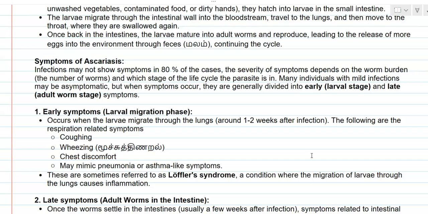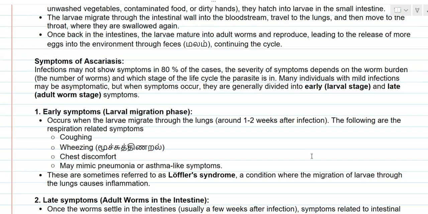The infection does not show any symptom in 80% of the cases. The severity of the symptoms depends on the worm burden, that is the number of worms present, and on which particular stage of the life cycle the parasite is in. So these two things determine the symptoms in an individual.